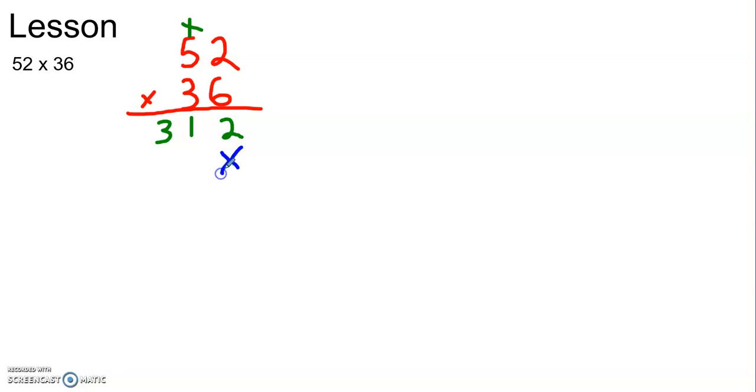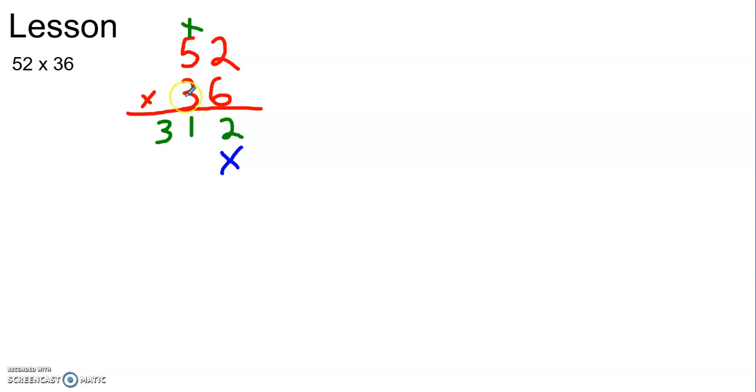Some people use 0. I use X because when I'm reviewing my work, I want to make sure that, hey, I didn't make a calculation mistake. Like 6 times 5 is 30. That has a 0 in it. I don't want to mess that up. So I use an X for the second line.